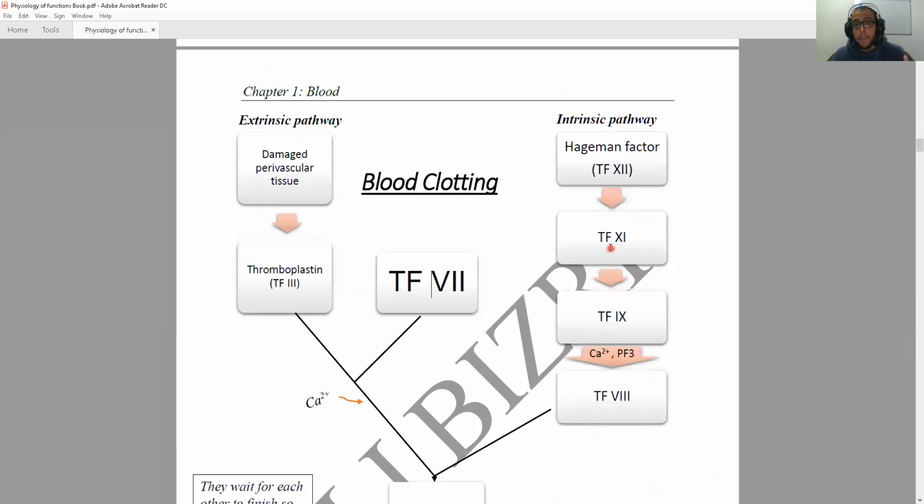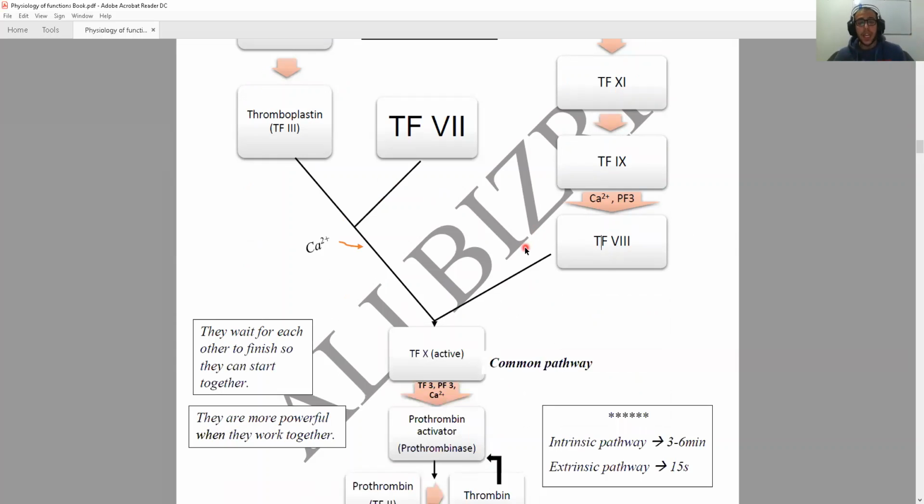This is easy. Moving on to the intrinsic pathway, we've got the Hageman factor. The Hageman factor is also known as the tissue factor 12. It's very important to remember that this is also its name. So we're going to be having the tissue factor 12 activating the tissue factor 11, activating the tissue factor 9, and then the tissue factor 9 in the presence of CA2+ and the plasma factor 3, the PF3, are going to be activating the tissue factor 8. So the tissue factor 12, 11, 9, and then CA2+ and PF3 are going to be activating TF8 in the presence of TF9.